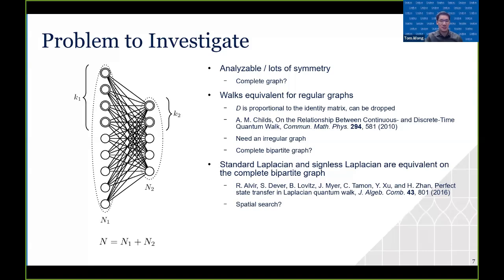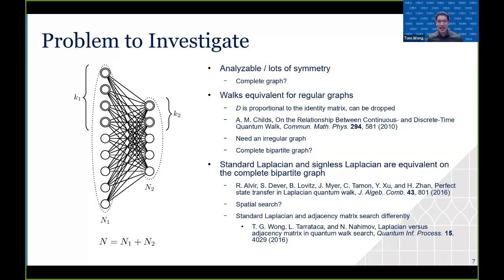And the part that we added is spatial search. And so we're marking some vertices, say K1 vertices in the left set and K2 vertices in the right set, indicated by those double circles. And the idea is that we don't know which vertices are marked, and we're trying to find one of them. And what we know from some prior research that I did with collaborators is that at least for the standard Laplacian and the adjacency matrix, they search this complete bipartite graph differently.